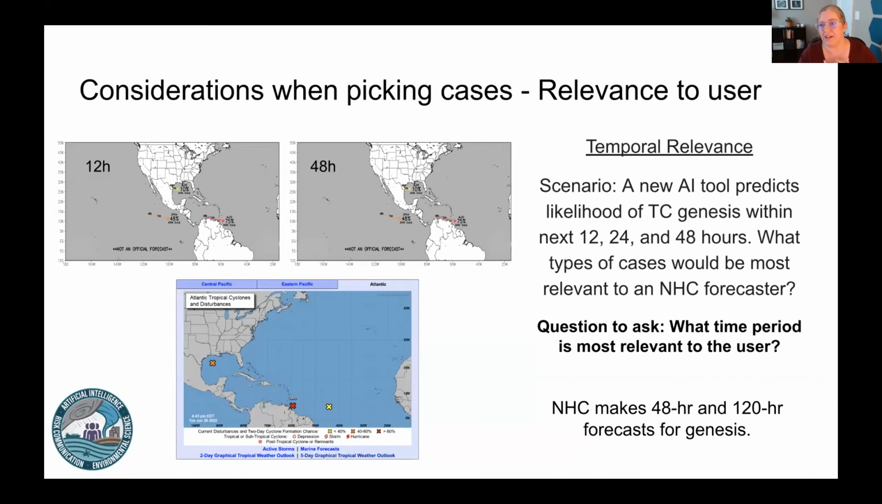That's where we can show them bulk stats that line up with 48 hours, which is one of their forecast intervals. But also when we show them cases, we really want to make sure we're showing them the relevant time period so that they can connect how they would use this product to do the work that they do. Next slide.